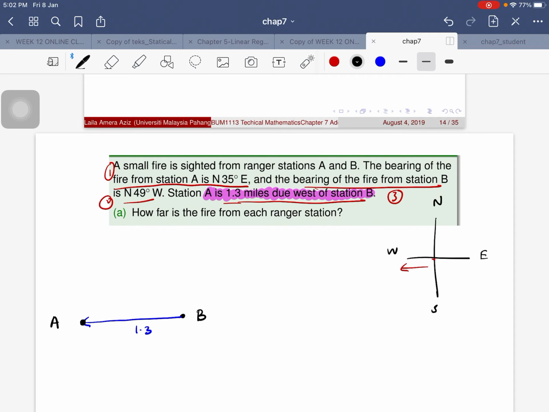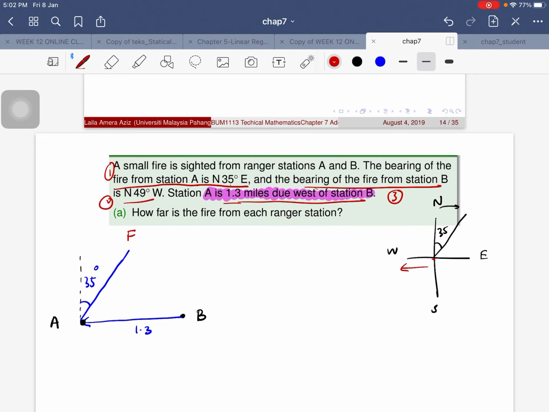It says that the bearing of the fire from station A is north 35 degrees east. How is north 35 degrees? Okay, so if I start over here, north, and I have 35 degrees towards the east, this is going to be the direction for A. So if I were to sketch that, north 35 degrees is going to be somewhere over here, and this is going to be 35 degrees. So if I extend over here, this is going to be our fire. So that is the information that we have from our direction.